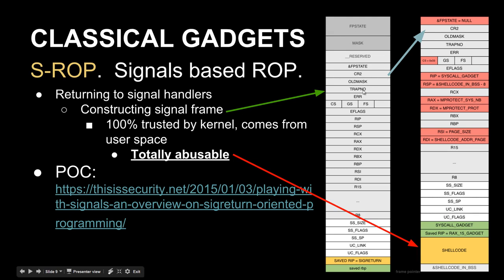On the left, we have a valid signal frame, and it starts here at FP state, or a pointer to it, and it's being set to null. CR2 is here, and then it lines up like this. The proof of concept is highlighted in red, and it is walked through on this POC link. You can feel free to go through it. It's a very good read. It does, however, rely on a fixed VMA that's a special gadget, which we will cover shortly. So this has limited application.